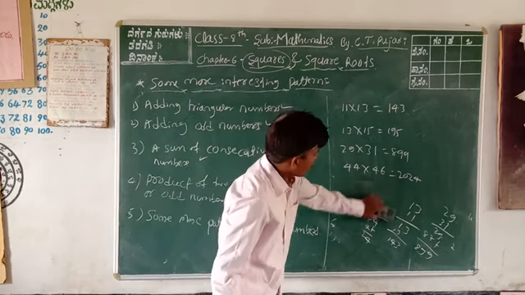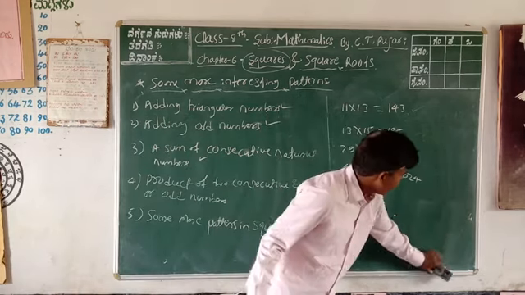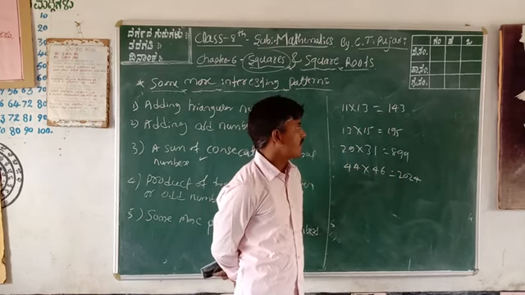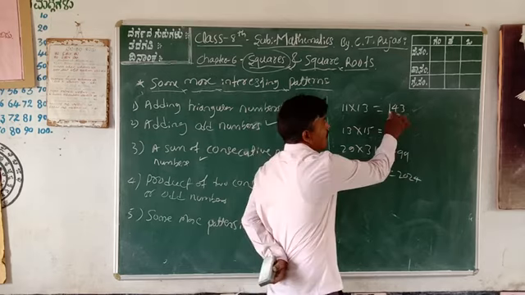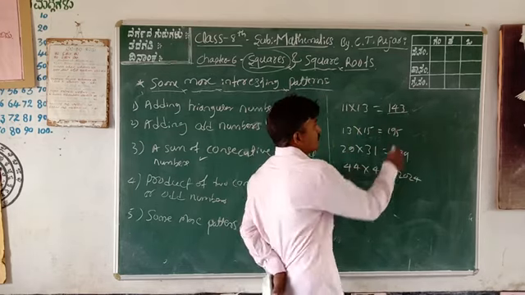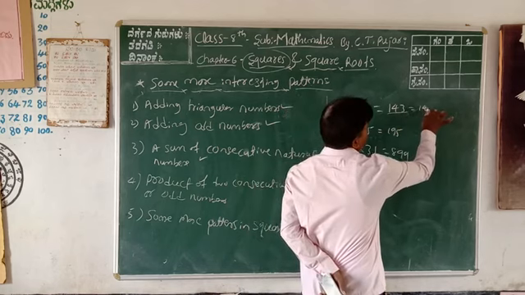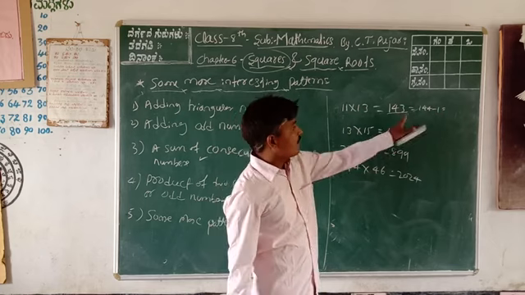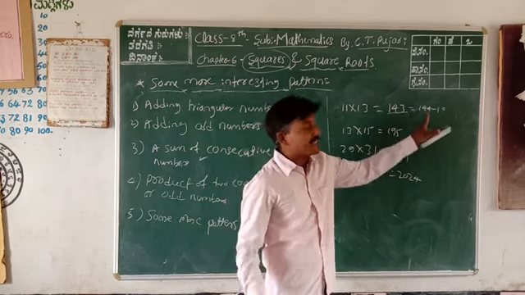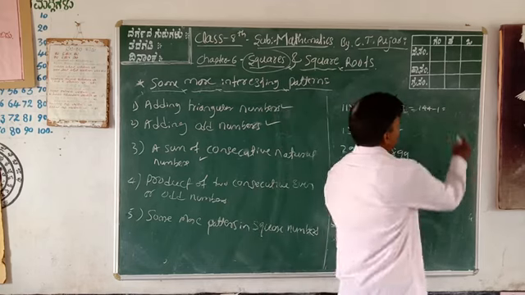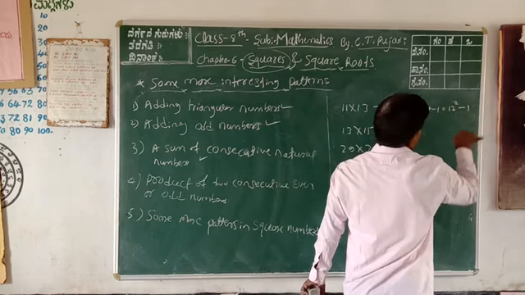You can check yourself once again how to rearrange the numbers. For example, the first one is 143. This is not a square number, but you can rearrange it as 144 minus 1. 144 is a square number, that is 12 square. 1 is also a square number. Therefore 12 square minus 1.